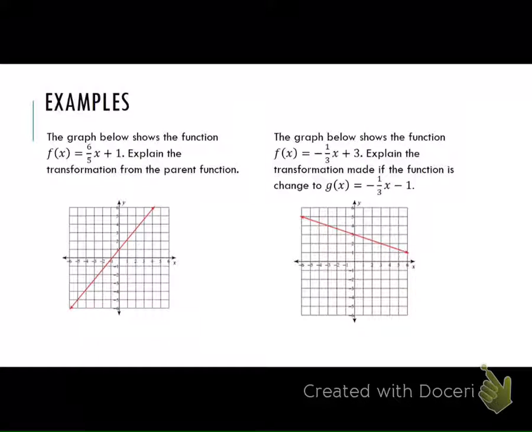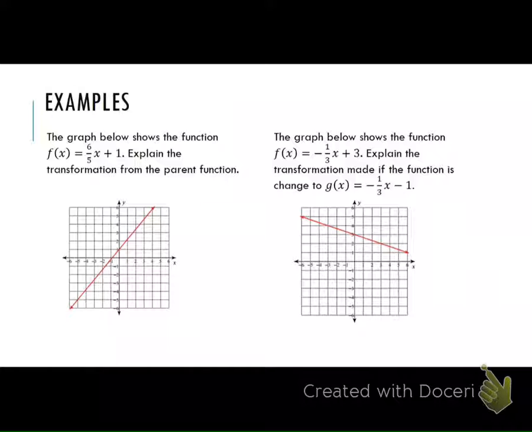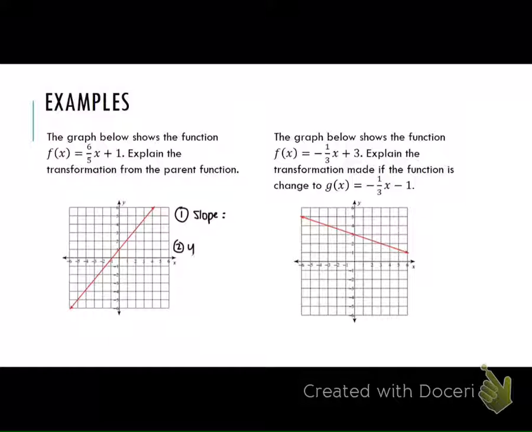The graph below shows the function f of x equals 6/5 x plus 1. Explain the transformation from the parent. So how does this differ from the parent? Remember, we talk about its slope and its y-intercept. So how is its slope different from the parent? How is the slope of this different from the parent?